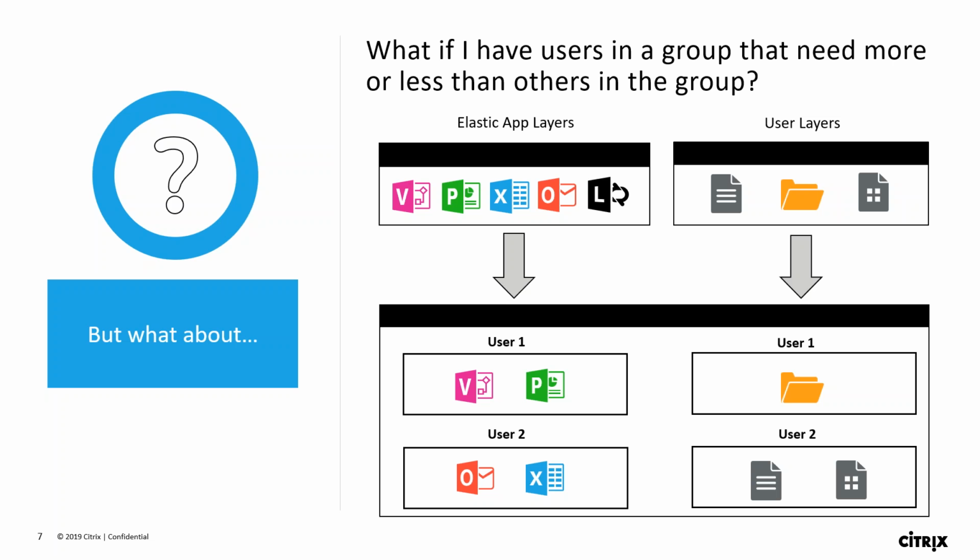It's managed and delivered like elastic layers, but not limited to application delivery. The user layer provides persistence for user profile settings and other data when they're connected to non-persistent VDI machines. You can enable the following types of user layers. You have a full user layer, and it basically captures all of the user's data, settings, and locally installed applications are also stored on their user layer.